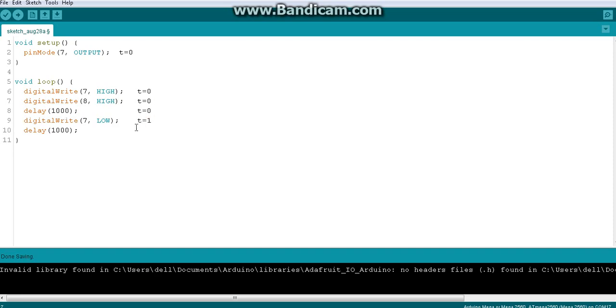So the t is the starting time of each and every line. Okay, you should remember this. Again, t is equal to 1 because from line number 9 to 10 there is no time gap. Then from 10, when we go back to 6 at the next iteration, we will have a 1 second delay because this line will hold the program for 1 second. So this will be t is equal to 2.